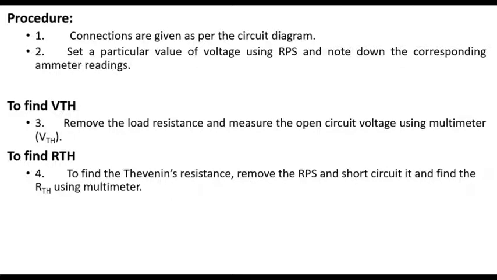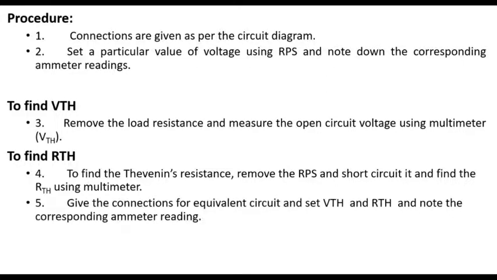Now we are using a voltage source. RPS is a DC voltage source, so you remove that and short circuit that terminal, and by using the multimeter, you measure the resistance across the 2 points where you have removed the load resistance. You then frame the equivalent resistance, and you can easily find the current flow through the circuit. Again, we will see it using the circuit diagrams.